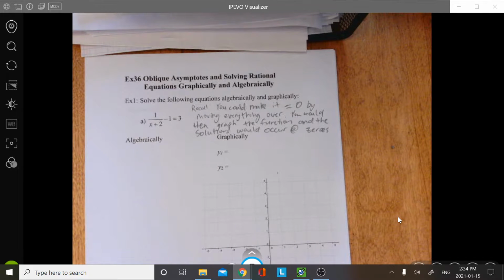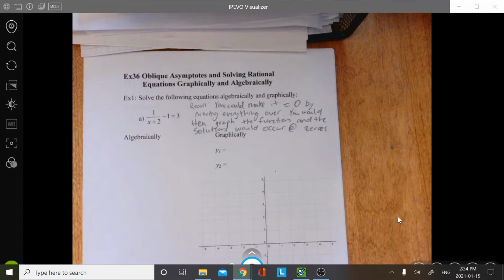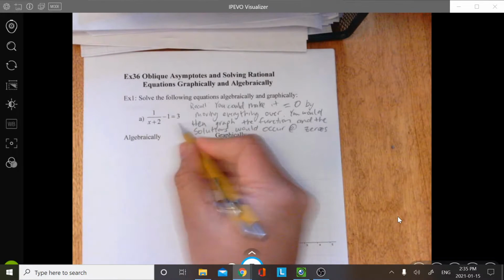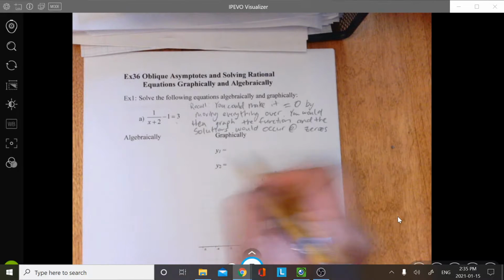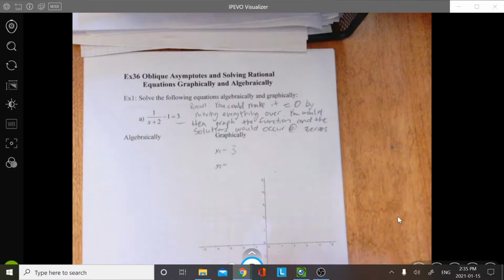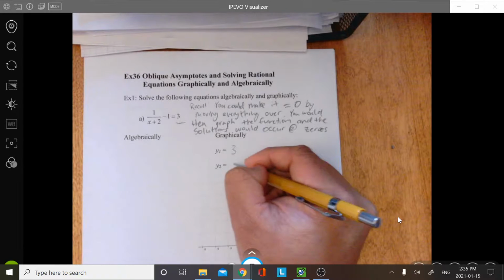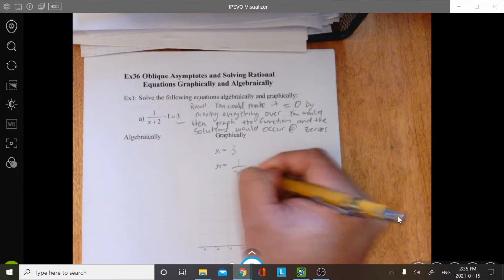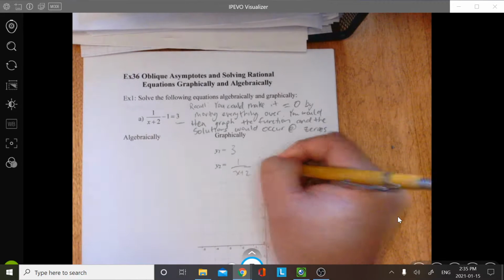And in other cases, to solve it graphically, you would just equate the left-hand side to be one line, equate the right-hand side to be one line, and then sketch, and where they intersect is another way to find the solution. So let's do it that way in this case. Looking at y1 equals 3, which is one side, and the other side is going to be 1 over x plus 2 minus 1.